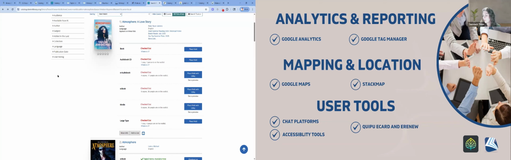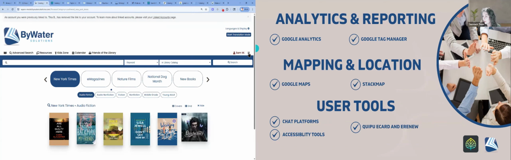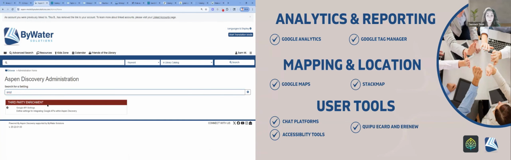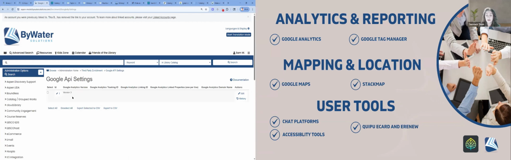Aspen also allows you to incorporate some analytics and reporting tools. Some of the most popular ones are Google Analytics and Google Tag Manager. I will show it on the example of our administrative panel, how easy it is to set up. Everything in the administrative panel is searchable and organized in alphabetical order as well. So since I am looking for Google Analytics, I can just type in Google, and Aspen will take me directly to that section where I can just enter my API settings.